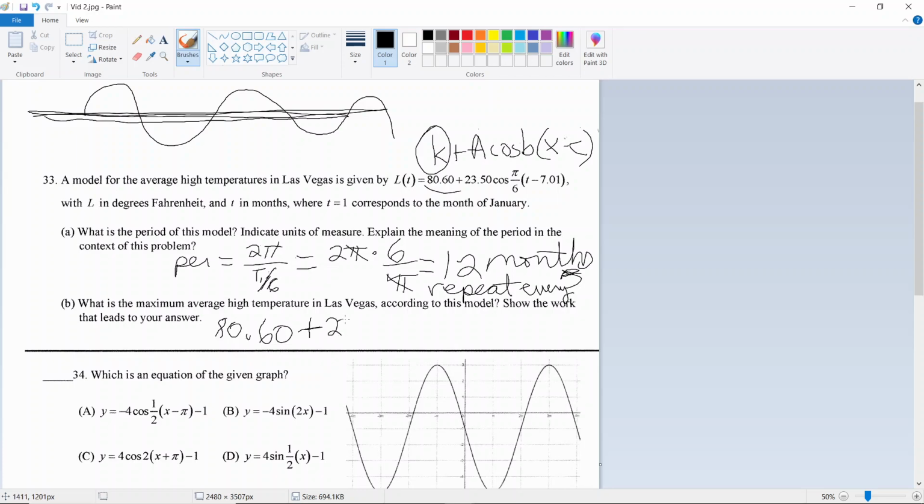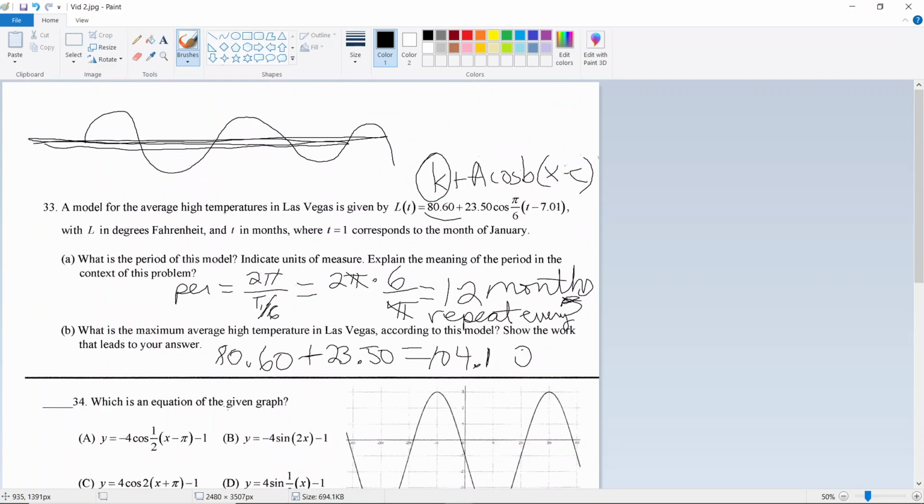23.5 above. And what do those two add up to be? 6 and 5 is 11. 3 and 1 is 4. 8, 9, 10. 104.1. 104.1 is the high temperature. So that is an example of this in the real world.